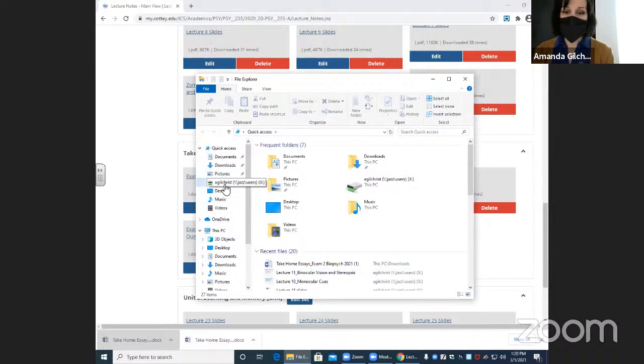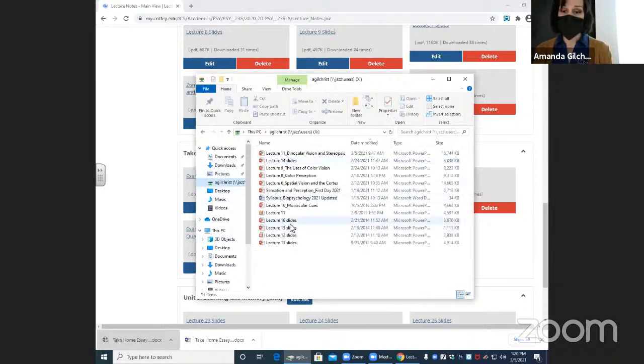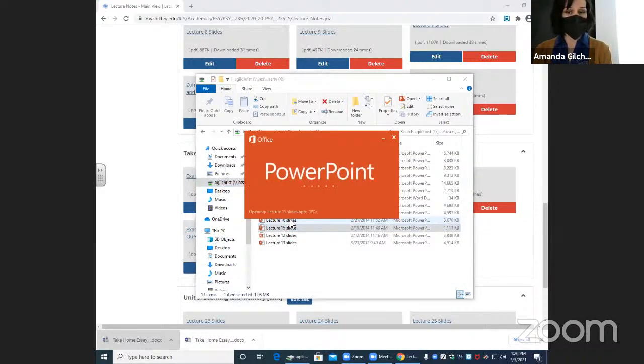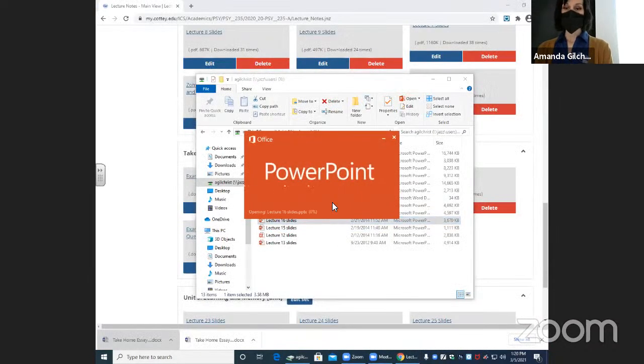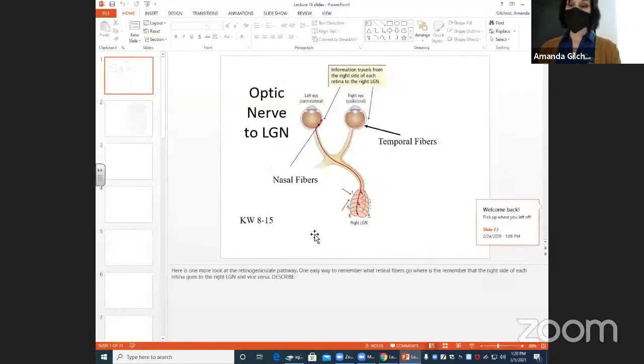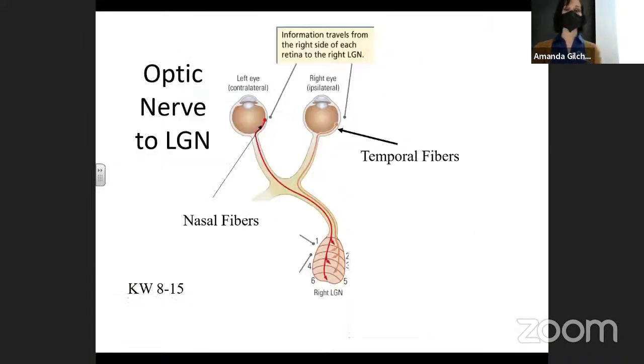So let's continue our discussion of, I believe we are still on 15, maybe? No, I think we finished. We finished, thank you. Okay, well, we're not going to finish 16 today, I can tell you that, because we just started here. So let's talk about what happens when information leaves the eye.